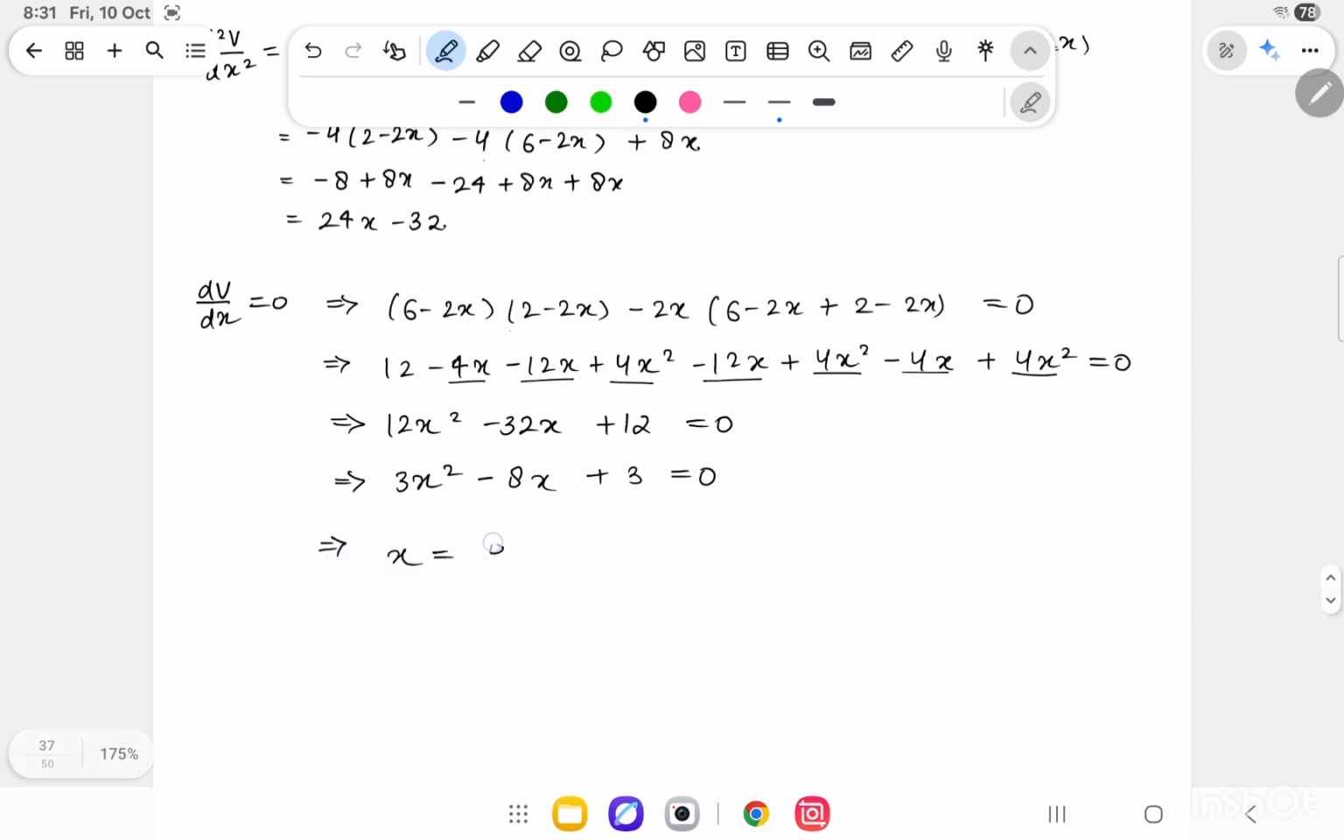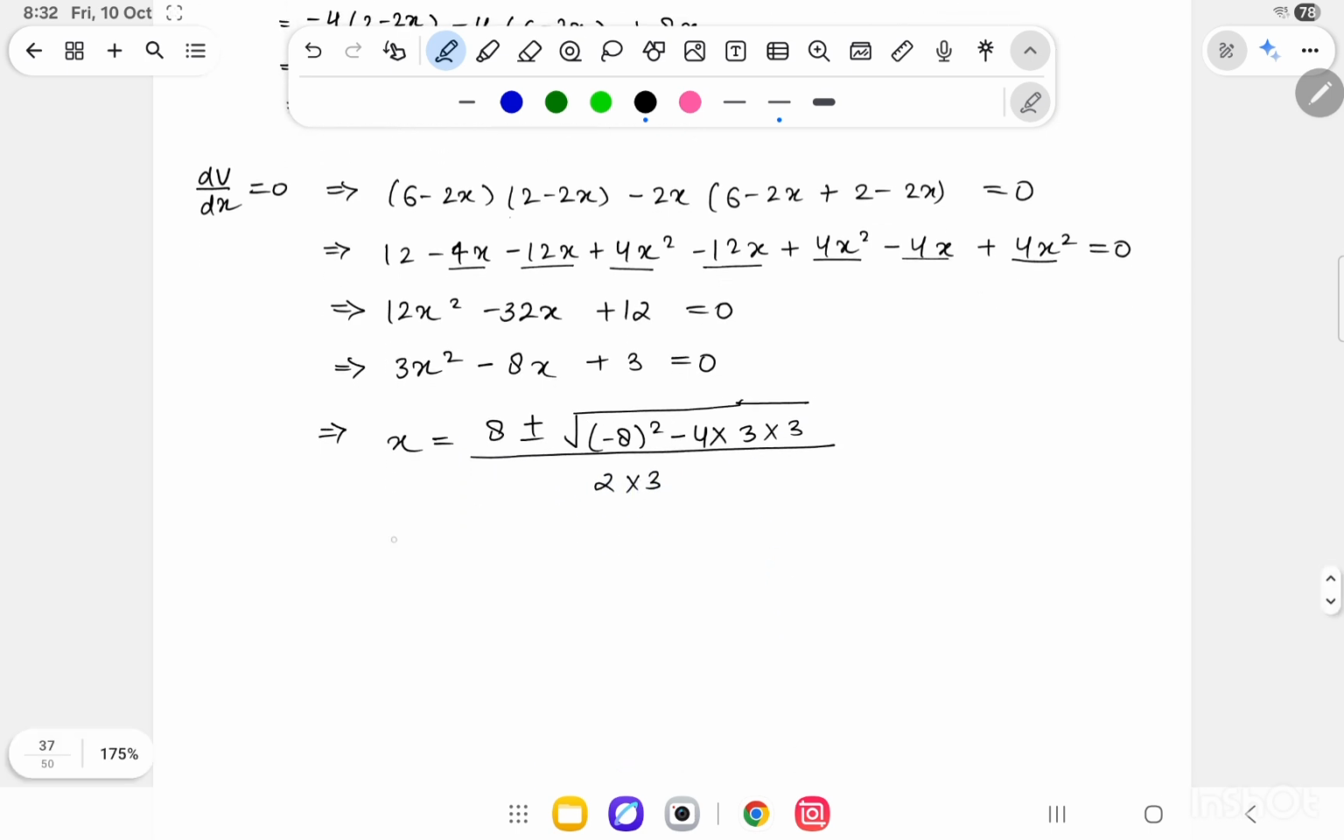So x will be equal to (8 ± √(b² - 4ac)) / 2a, where b is -8. So my x is equal to (8 ± √(64 - 4·3·3)) / 6. 3 4s are 12 and 12 3s are 36, divided by 6.